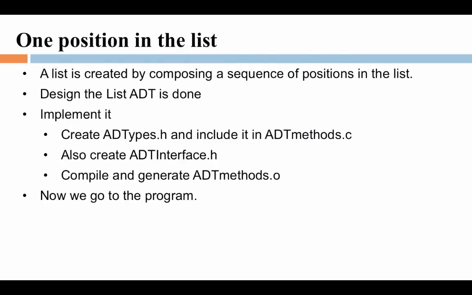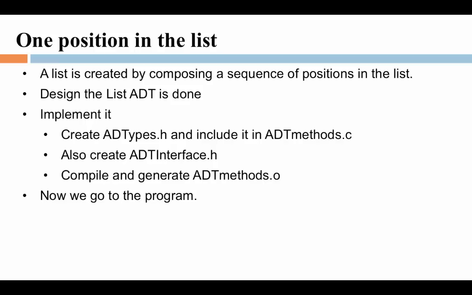So the most important thing in the list data type when we look at the implementation is that we are going to create a data type called a position in the list, and the methods that are going to be associated with the list abstract data type will help us create the list itself by composing a sequence of positions. In other words, we are going to call these positions nodes, and we are going to see that a list is obtained by composing a sequence of nodes in the correct order.